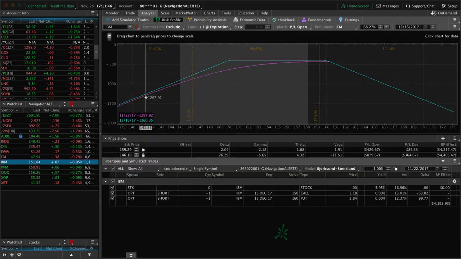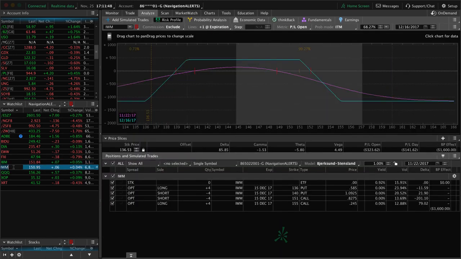And then IWM, which is the small cap index, Russell 2000. We've got an iron condor in here with the move up in IWM. You can see it's kind of in our upper range, but if we get a down move, we'll continue to hold. If it continues higher, we'll need to make an adjustment in IWM.